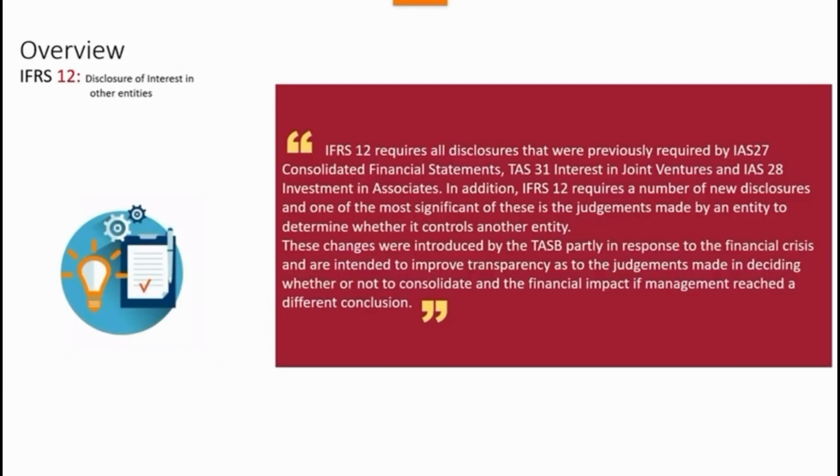IFRS 12 tells companies exactly what information must be in the financial statements about subsidiaries, associates and joint ventures. Earlier, these disclosures were spread across IAS 27, IAS 28 and IAS 31. IFRS 12 brings them all together and adds a new disclosure. The most important new requirement is that a company must clearly explain the judgment it used to decide whether it controls another company or not.